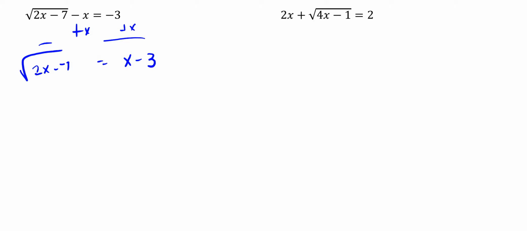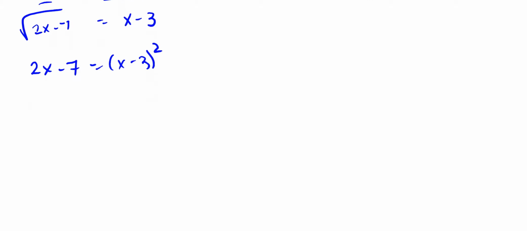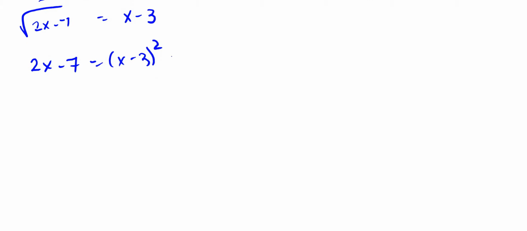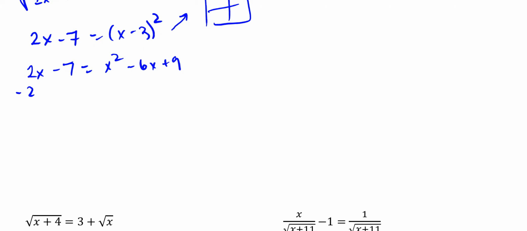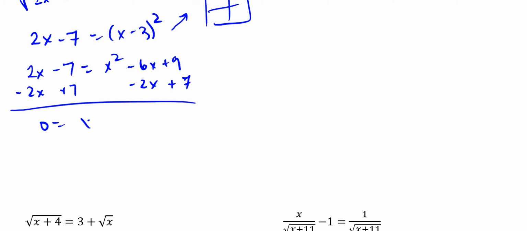If I square both sides, I'm going to get 2x minus 7 equals x minus 3 squared. Now if you need to multiply all this out, go ahead and do it. You can make your boxes and do the whole multiplying. If you do all of that, you're going to get x squared minus 6x plus 9. I can then move the 2x to the other side and add 7 to the other side, and I'm left with 0 equals x squared minus 8x plus 16.